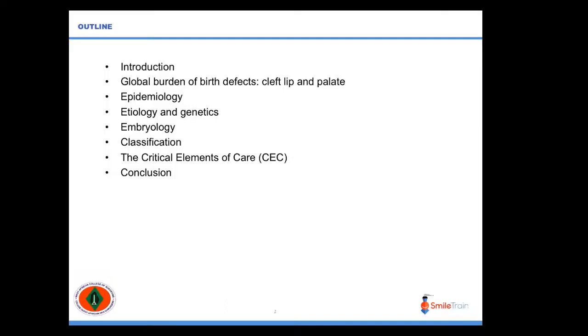My presentation, the outline of my presentation: I will give a brief introduction, I'll give the global burden of Cleft and Palate, talk about the epidemiology, the etiology and genetics, highlight the embryology and do the classification, and focus on the critical elements of care, and then conclude.